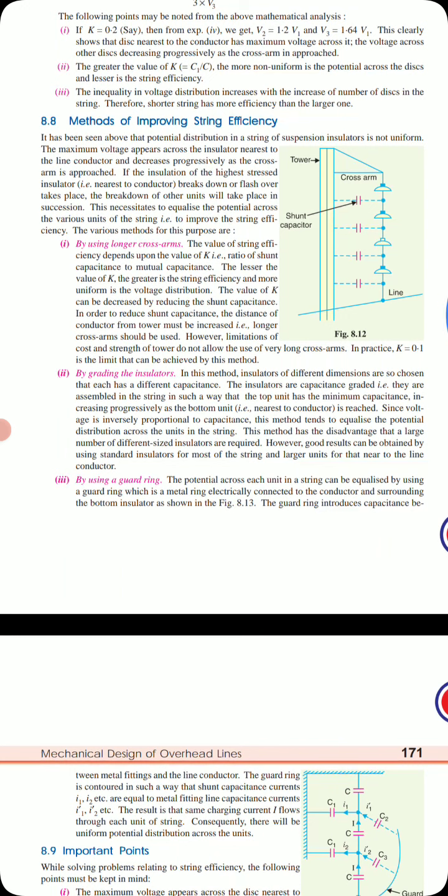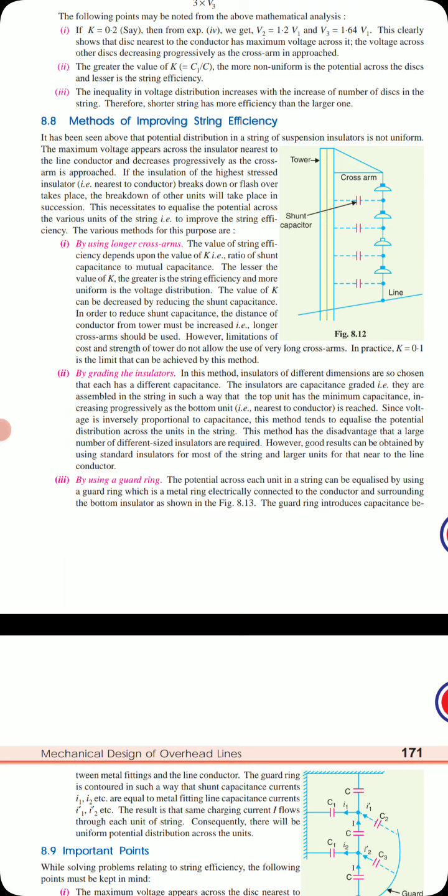Next, by grading the insulators. Grading the insulators is one of the different methods. Here insulators of different dimensions are chosen. Till now we have seen that all the insulators are of the same category, but in this grading method different insulators are used for different units, so that uniformity in the voltage distribution can be achieved. This gives good results.